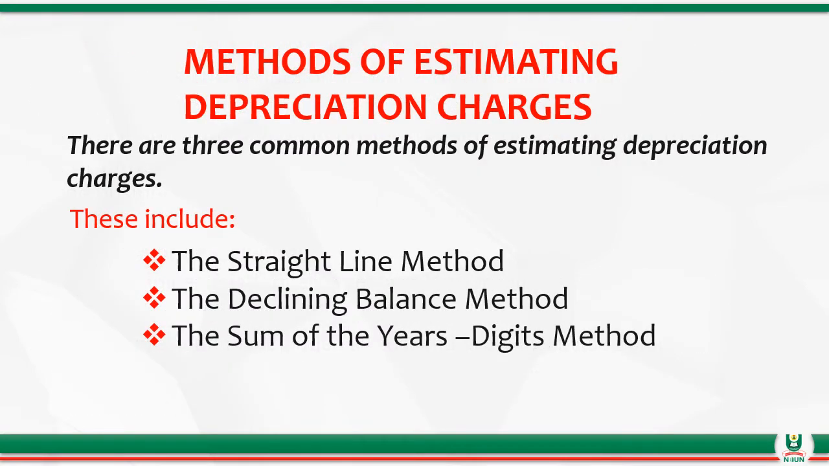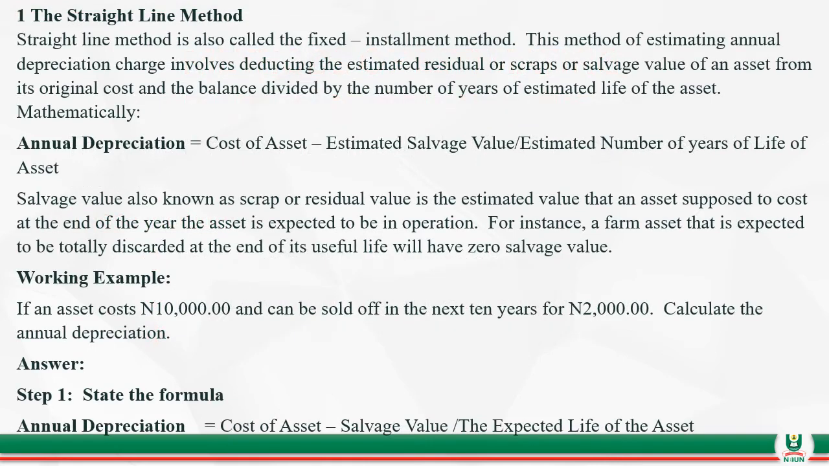Methods of estimating depreciation charges. We have three methods here: the straight line method, declining balance method, and the sum of the years digit method. So let's look at them one step by step. The first thing you need to do is state the formula. In calculation, the formula must be there. Annual depreciation is equal to cost of asset minus salvage value, divided by the expected life of that asset.